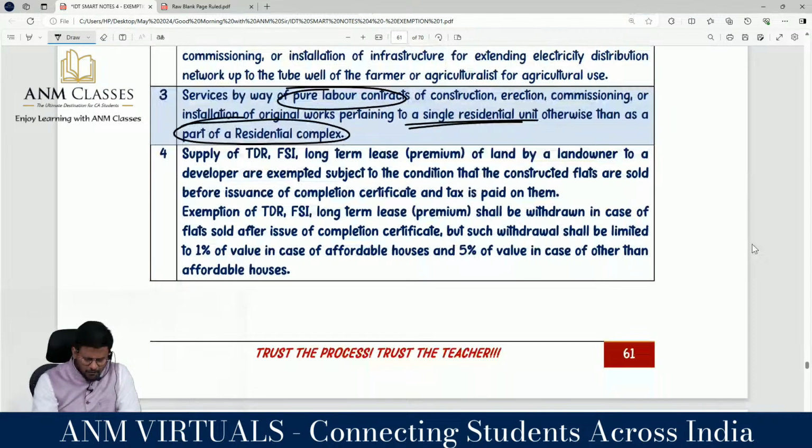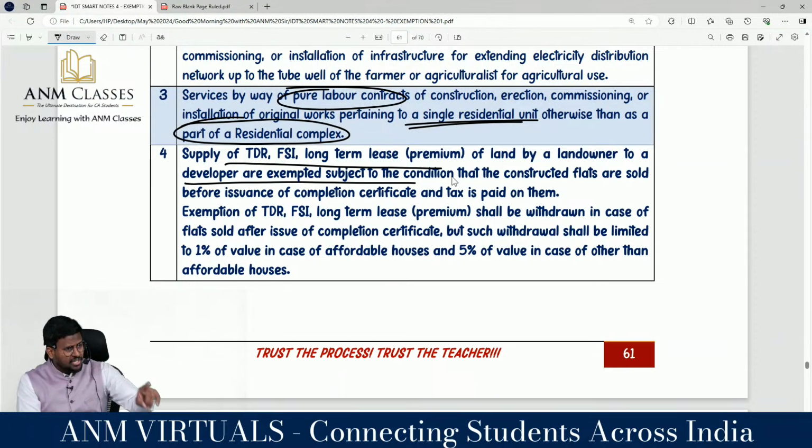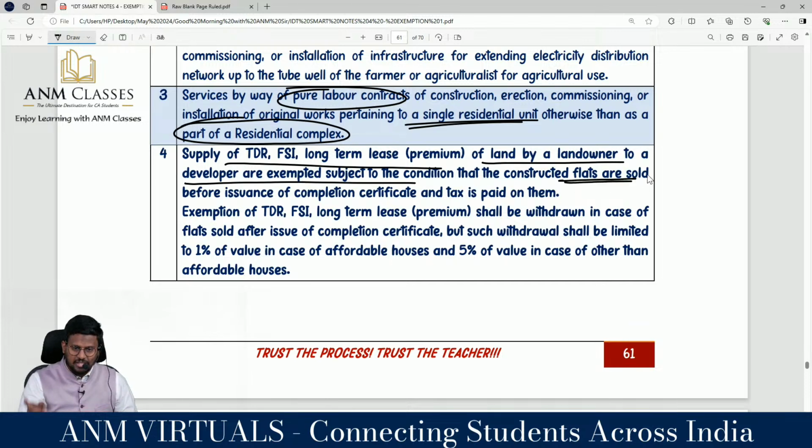Next, supply of TDR, FSI, long-term lease of land by a landowner to a developer are exempted. We know that supply of TDR, FSI and long-term lease premium are all under reverse charge basis. The promoter is liable to pay GST on an RCM basis. Are you able to recall? For that they have created one exemption: supply of TDR, FSI, long-term premium of land by an owner to a developer is exempted, subject to the condition that constructed flats are sold before issuance of the completion certificate.